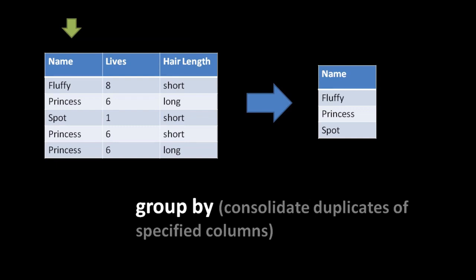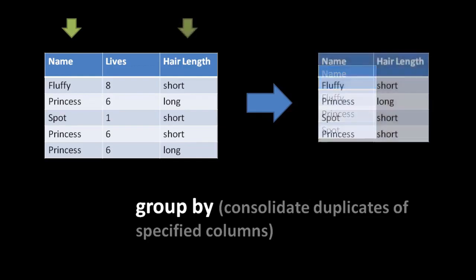The hair length, for example: we have 3 princesses that are getting consolidated into just one princess, but 2 rows with the name princess have long hair while the other one has short. So the question is, if we had a hair length column here, what would it be? Would it be long or short? And the answer is, neither would actually make sense. We have conflicting values.